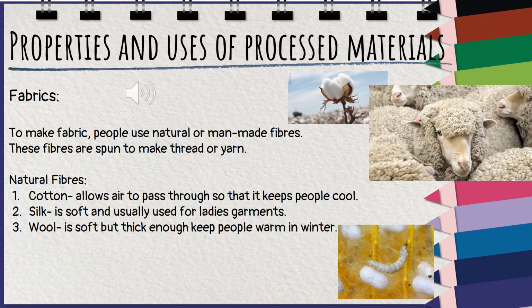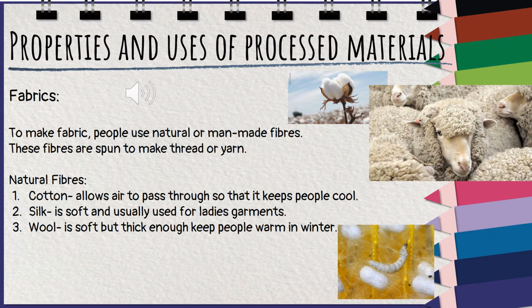Let's take a look at fabrics. To make fabric, people use natural or man-made fibers. These fibers are spun to make thread or yarn. The 3 natural fibers you need to know are cotton, silk, and wool. Cotton is the top picture. It allows air to pass through so that it keeps people cool.